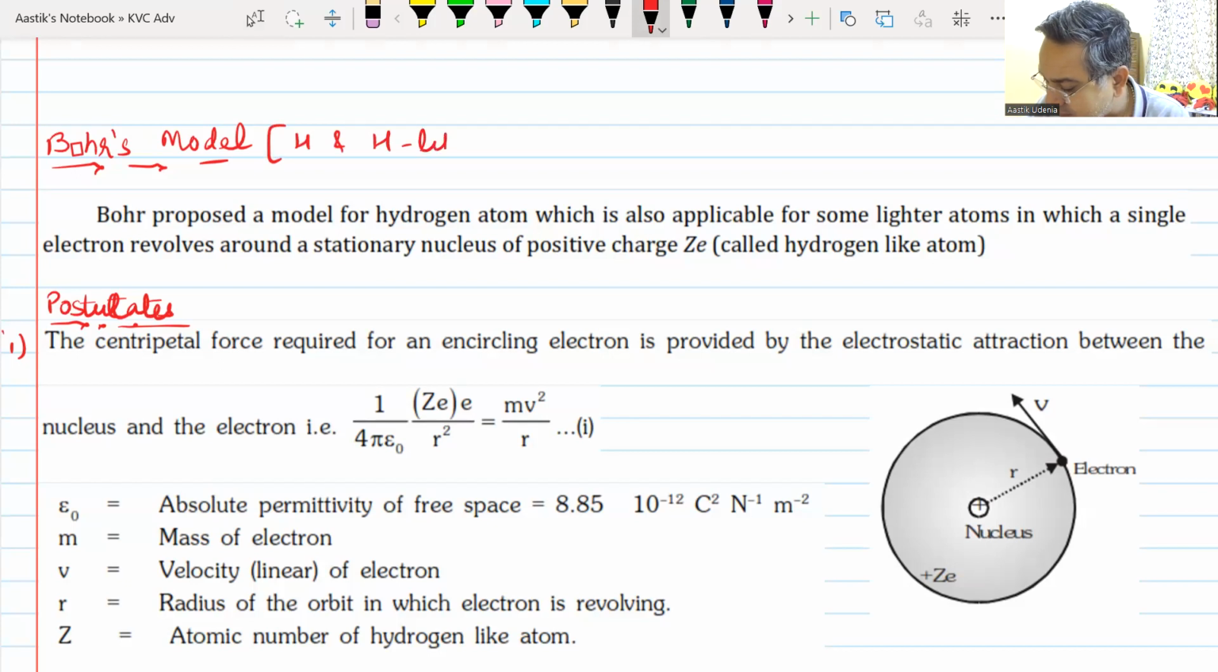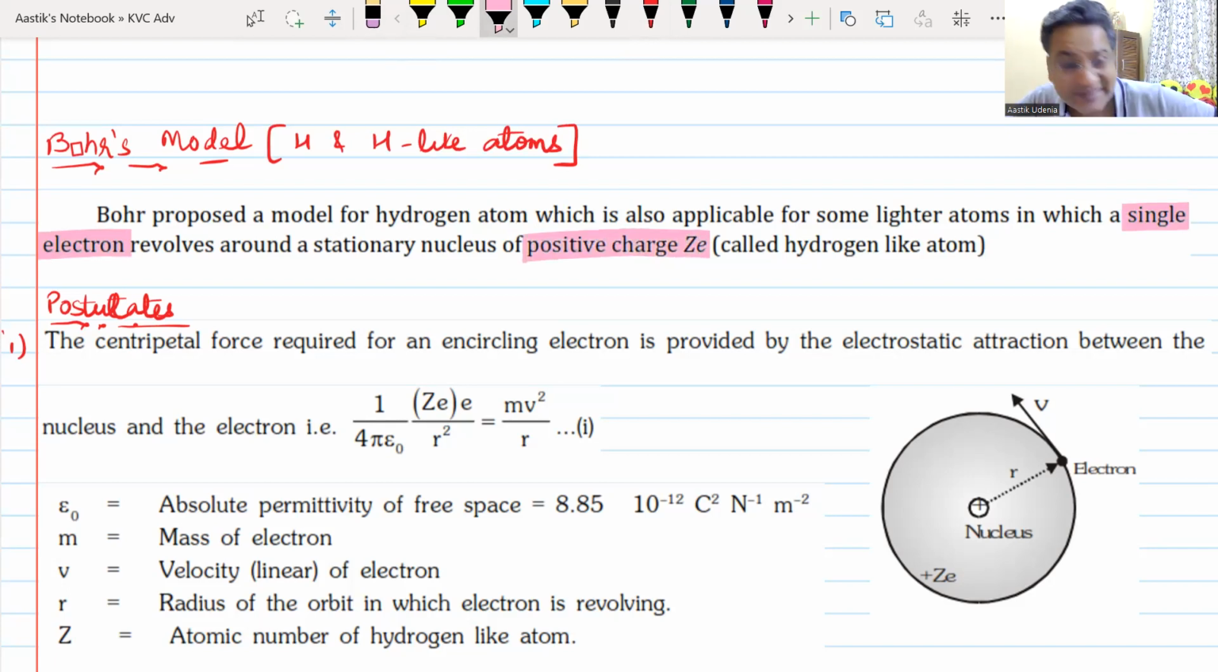What do you mean by hydrogen-like atoms? For example, He plus. Hydrogen-like atoms are atoms which have a single electron revolving around a nucleus of charge Ze, where Z is the atomic number of that element and e is the charge of an electron. Do we understand this? Yes.